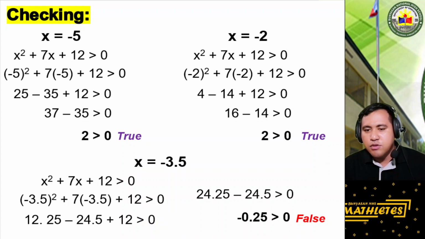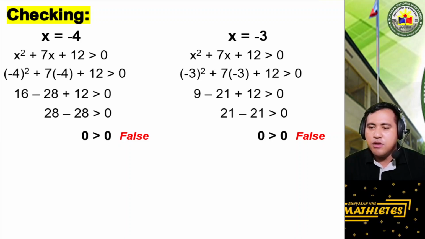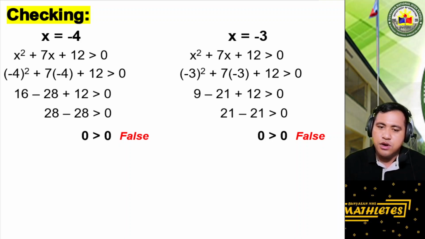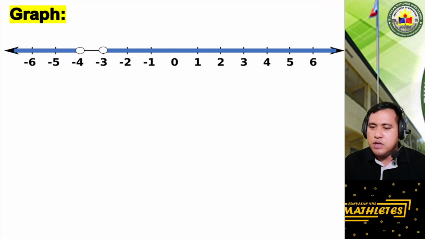Now, ang atong problema rakan is katong duha ka value which is -3 ug -4, whether those values are part of our solution. So let's start with -4. We have 0 is greater than 0, which is false. And we have -3, 0 is greater than 0 also, which is false.